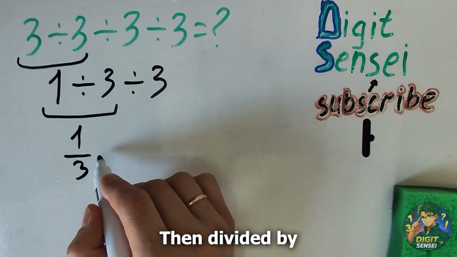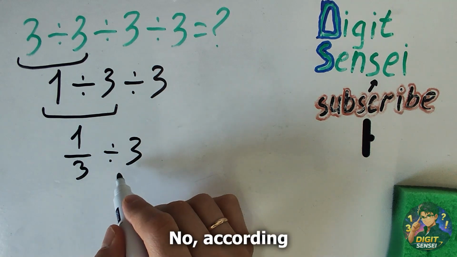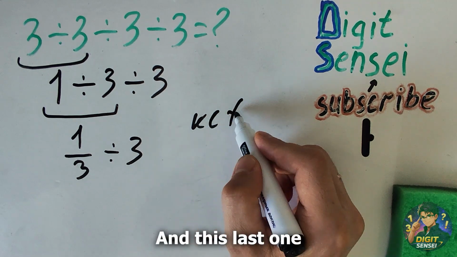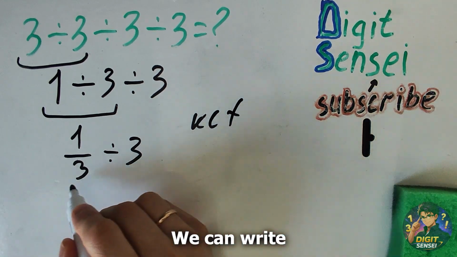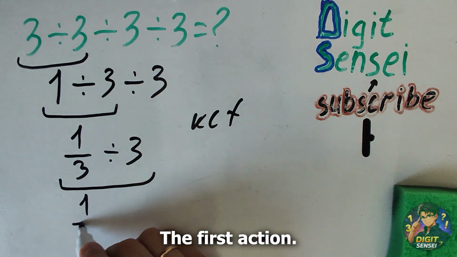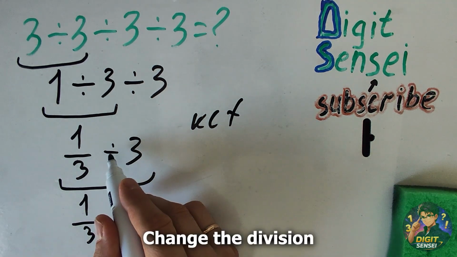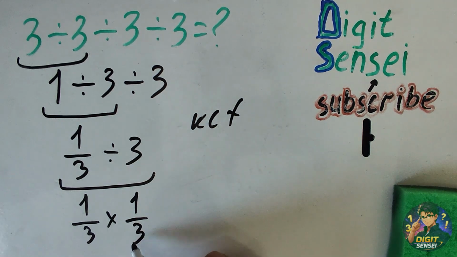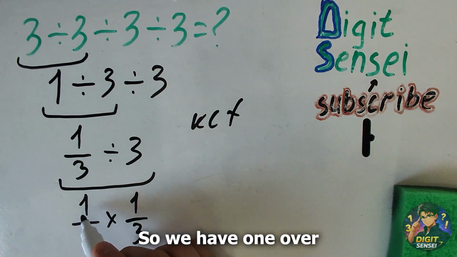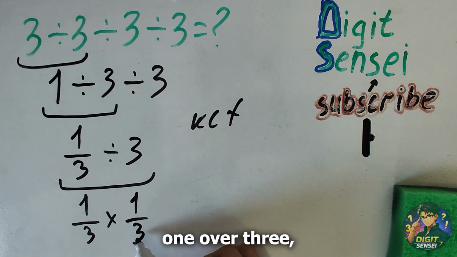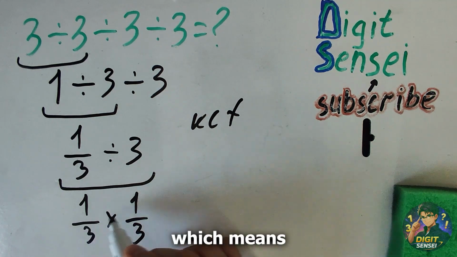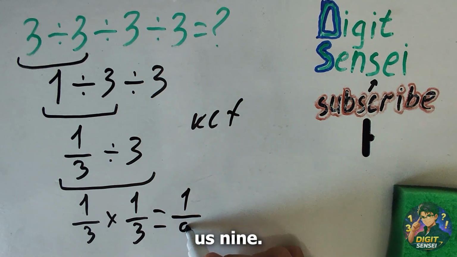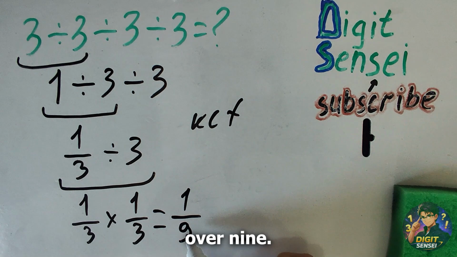Then divided by 3. Now, according to the KCF rule, K stands for keep, C stands for change, and F stands for flip. We can write: keep the first fraction, change division to multiplication, and flip the second fraction. So we have 1 over 3 times 1 over 3, which equals 1 over 3 times 3 gives us 9. So we have 1 over 9.